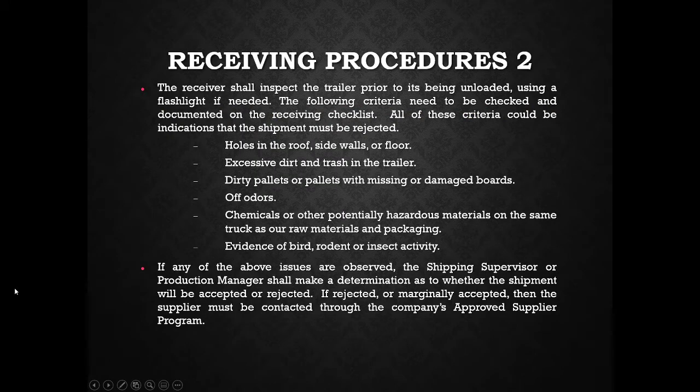The receiver shall inspect the trailer prior to its being unloaded, using a flashlight if needed. The following criteria need to be checked and documented on the receiving checklist. All of these criteria could be indications that the shipment must be rejected. Holes in the roof, sidewalls, or floor, excessive dirt and trash in the trailer, dirty pallets or pallets with missing or damaged boards, off odors, chemicals or other potentially hazardous materials on the same truck as our raw materials and packaging, evidence of bird, rodent, or insect activity.